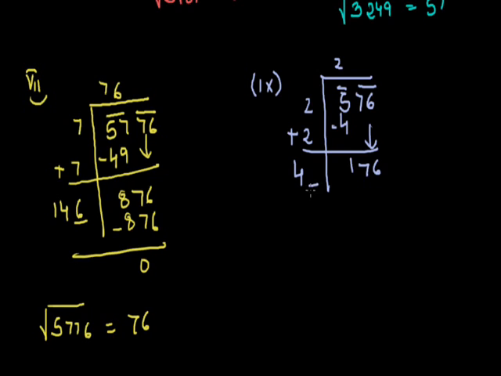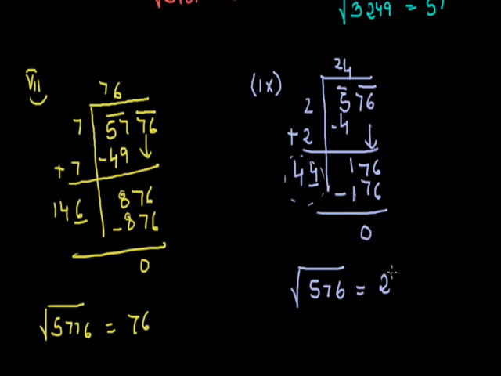Now after 4, I have to insert a number which should also be the next term of the quotient, and the multiplication of this whole number and the next term of the quotient should be less than or equal to 176. So I can write 44, 4s are 176. Carry out the subtraction, the remainder will be 0. So the square root of 576 will be equal to 24.